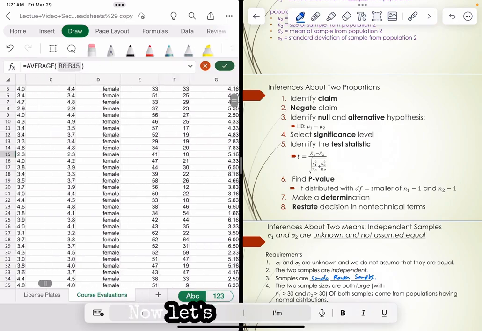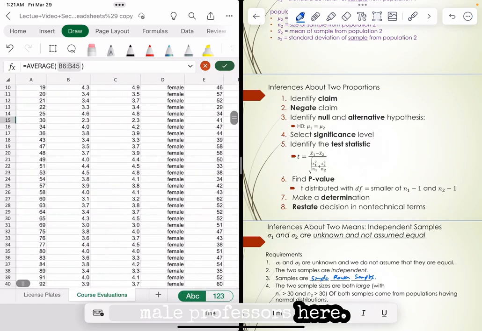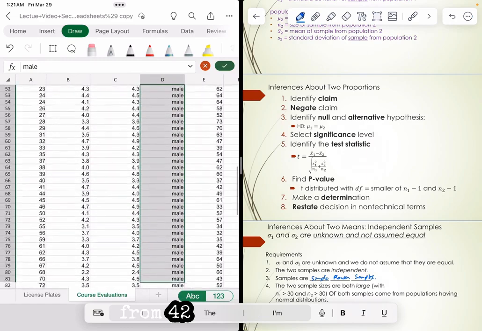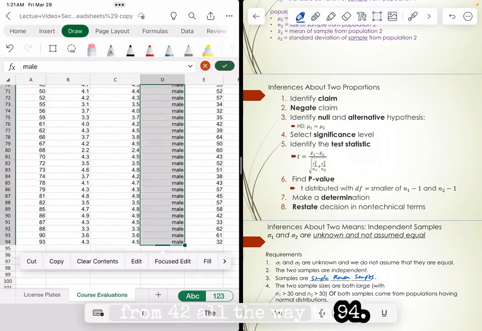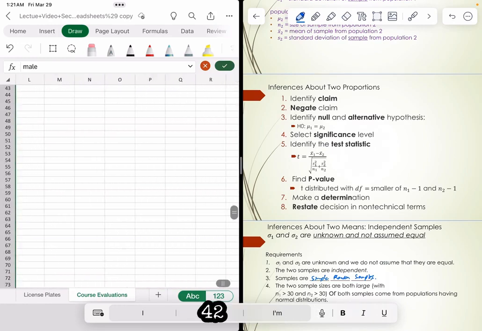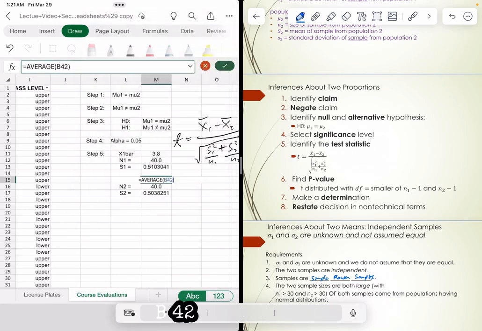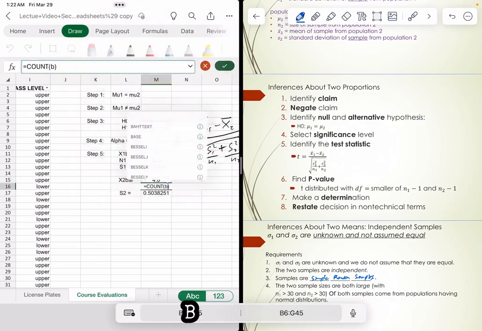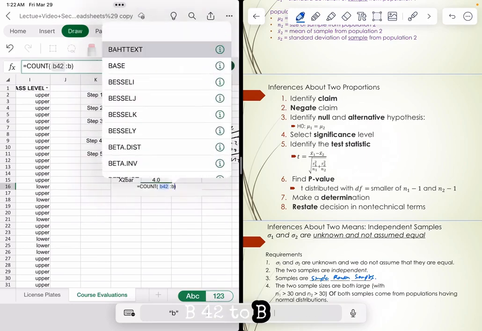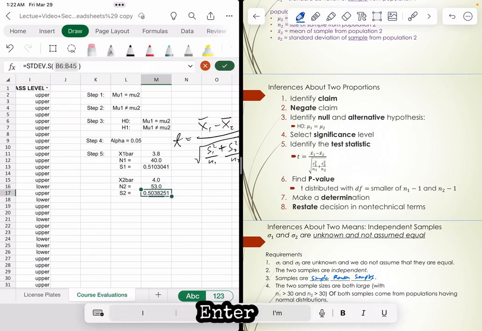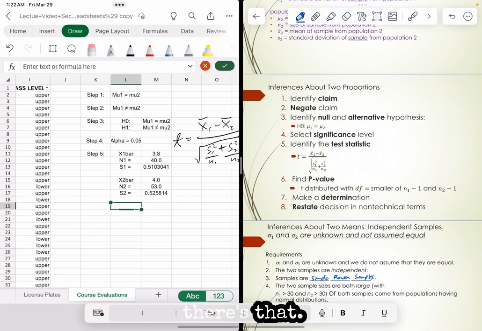That looks good. Now let's talk about the male professors here. That is going to be from row 42 all the way to 94. I'm just going to write that in here: B42 to B94. Great. B42 to B94. Copy that, Command C. Enter. 53. Okay, and there we go. So there's what I need.